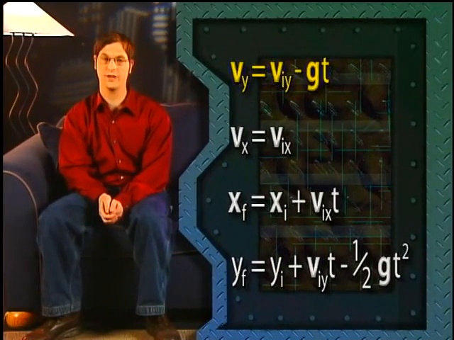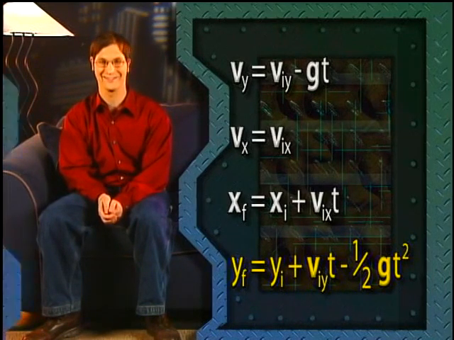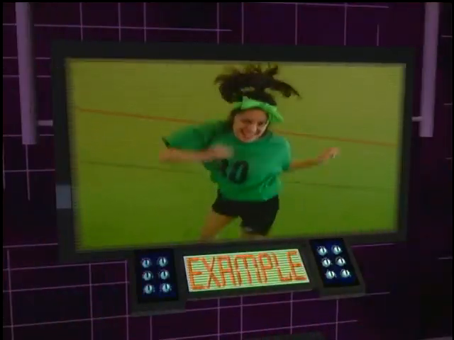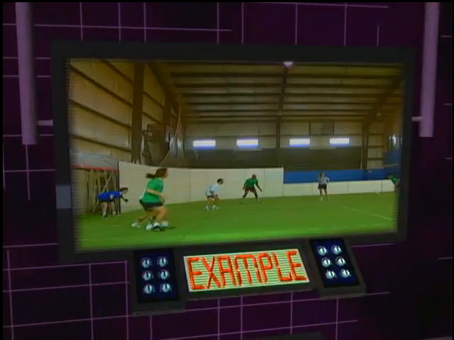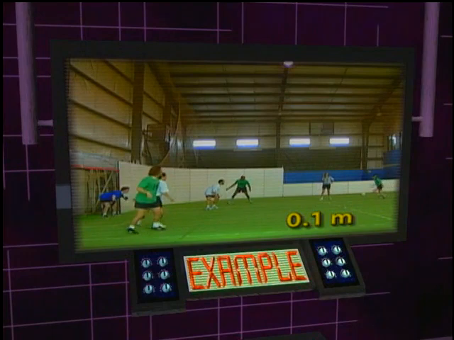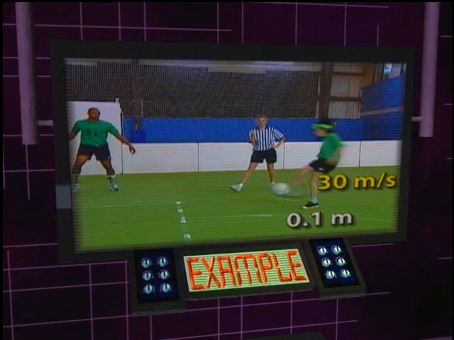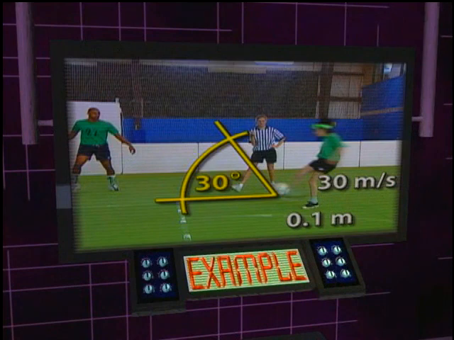Now that we've learned the equations for projectile motion, v sub y equals v sub iy minus gt, v sub x equals v sub ix, x sub f equals x sub i plus v sub ix times t, and y sub f equals y sub i plus v sub iy times t minus 1/2 gt squared, we can do some problems. Let's say Bright as Light, the two-dimensional Supergirl, shoots a soccer ball when the ball is 1/10 of a meter above the ground. The ball is kicked at 30 meters per second at an angle of 30 degrees.